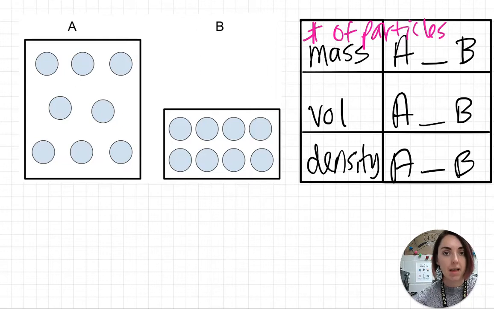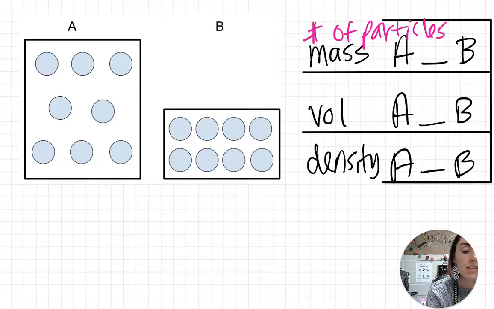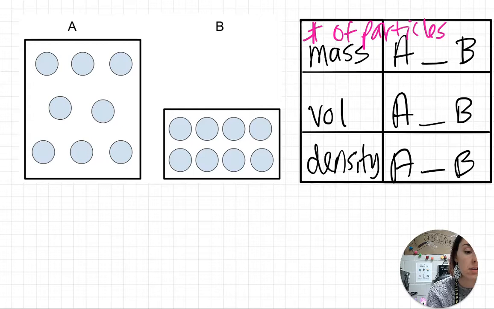So a bigger box means more volume. A smaller box means less volume, and that literally means the size of this box here, because that box represents the size of the container, the space that those particles are filling up. So that's volume, the space those particles take up.